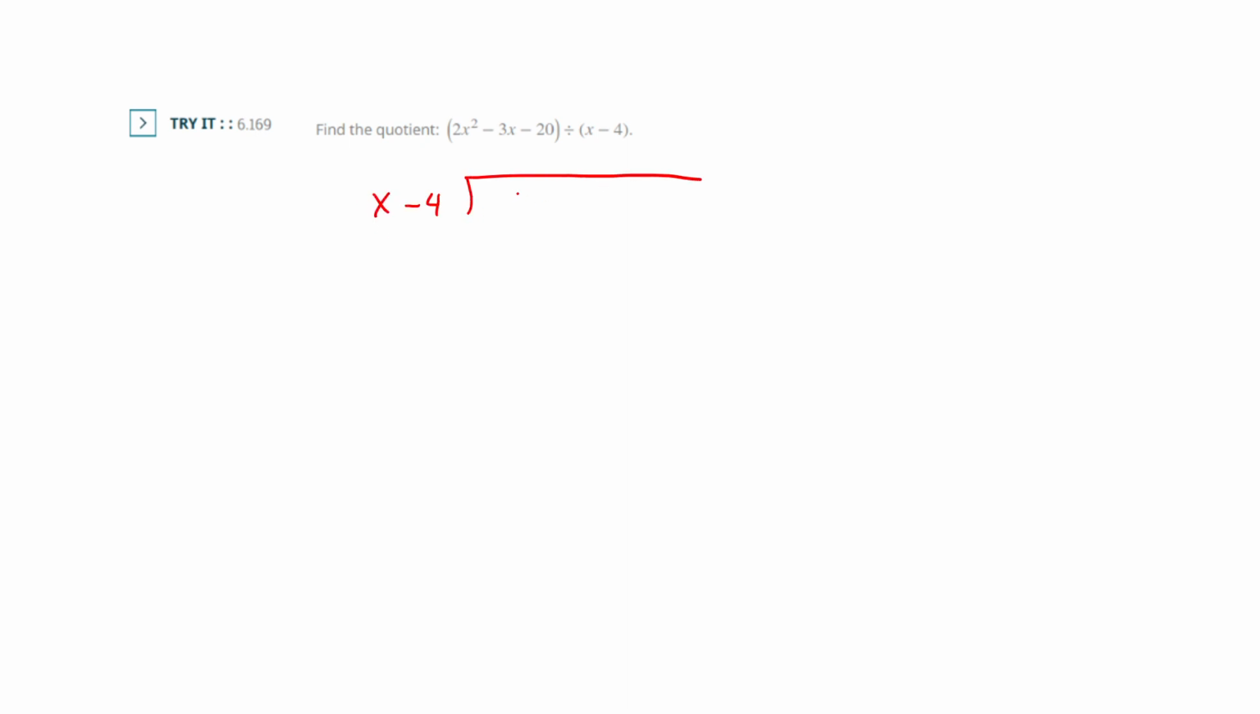So all they did was, instead of it being an x squared in the front, there's a coefficient in front of there. So it's the same game. How do I turn x into 2x squared? Well, that would be 2x. So 2x times x is 2x squared. 2x times negative 4 is negative 8x. Now we check for leftovers. This is not negative 8x anymore. It's positive 8x. So I'd have 5x left over. Bring down the negative 20.